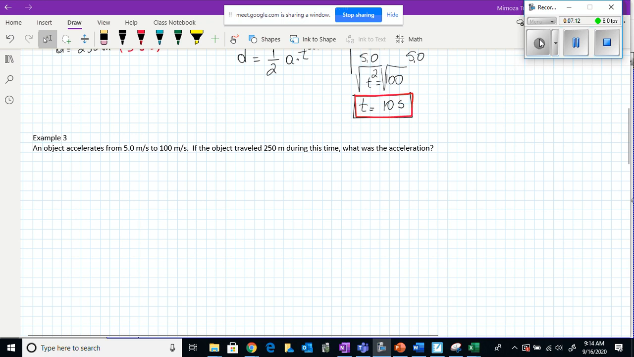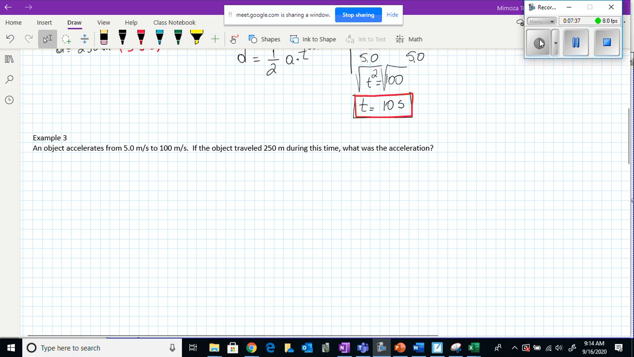Okay, let's move on to the next example. So we have an object that is accelerating from 5.0 meters per second to 100 meters per second. If the object travels 200 meters during this time, what was the acceleration?